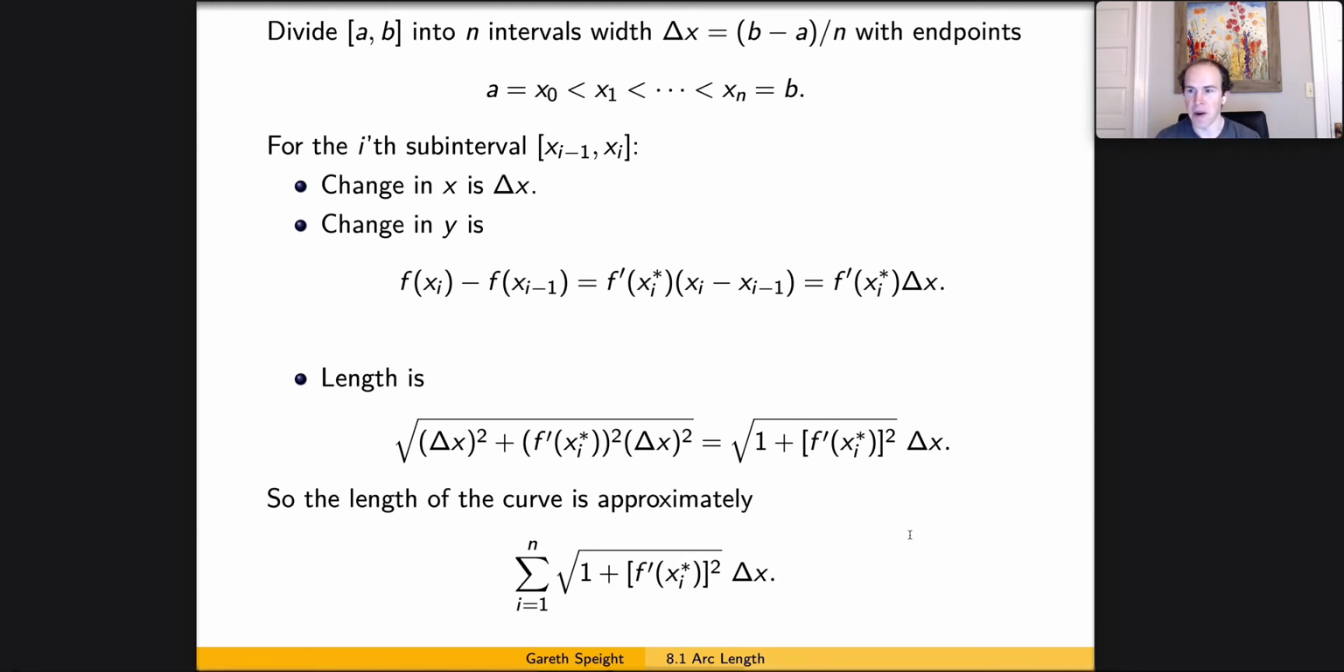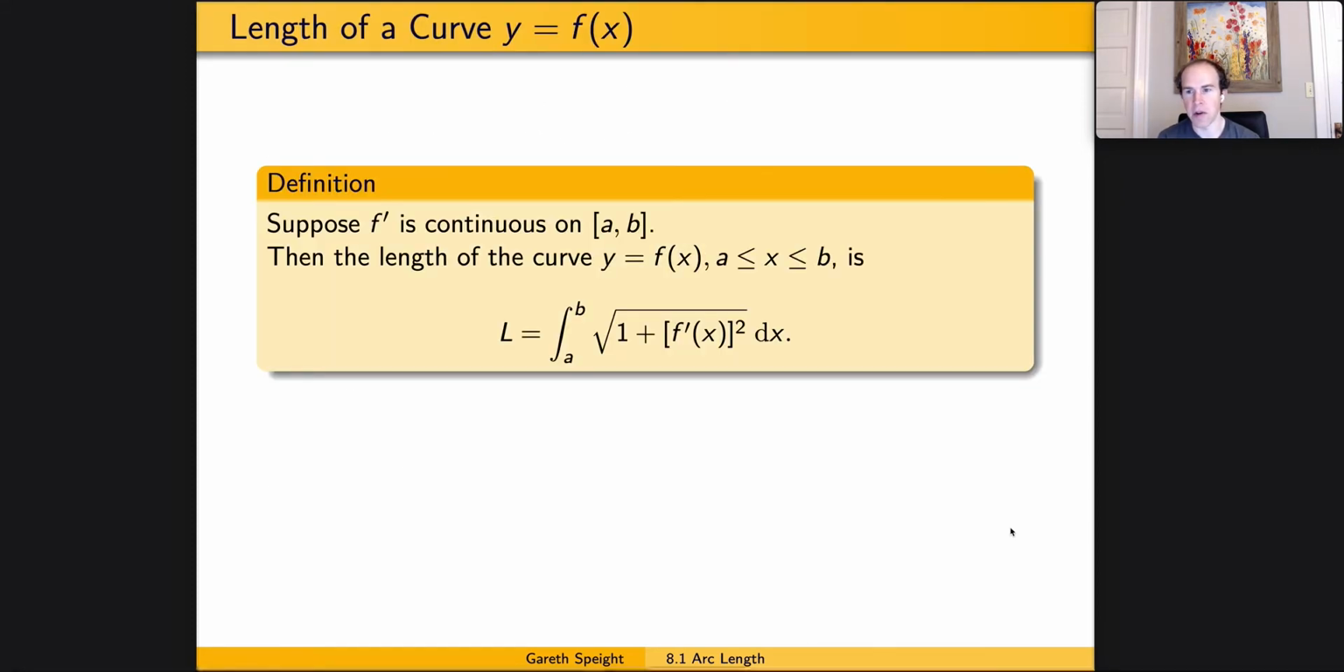And this should hopefully remind you of something from Calc 1, right? It looks a little bit like a Riemann sum. So here we have some mess in terms of xi star, where xi star is in the ith interval. And then we have times delta x. So these were things called Riemann sums. And when we take a limit as n goes to infinity, we normally get an integral. So if we do that, we do in fact get an integral.